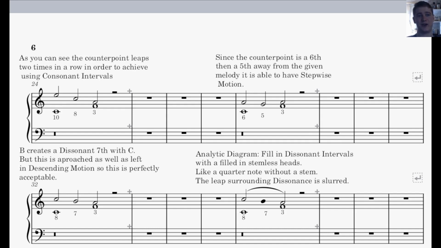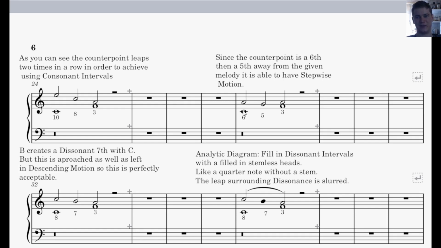Okay, here is a good tip. The only adjacent consonances formed above an interval are the 6th and the 5th. So if our counterpoint can stay about a fifth or a sixth away from the given melody, then it is able to step in stepwise motion using consonant intervals at the same time. Okay, so let's look at that.